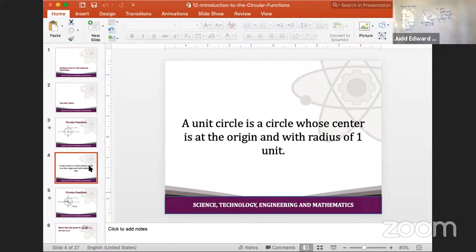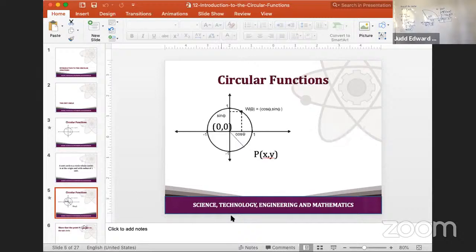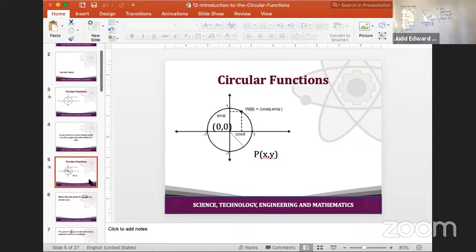A unit circle is a circle whose center is at the origin and with a radius of 1 unit. Here is the illustration again. For example, we have a point P with coordinates (x, y). For that point, we use x squared plus y squared equals 1.